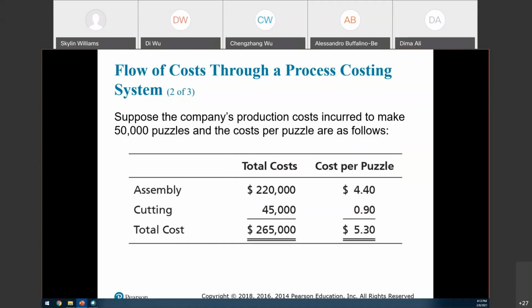We know the cost per unit is 90 cents. So together, the cost per unit in assembly process plus the cost per unit in cutting process, we got the final cost per unit.